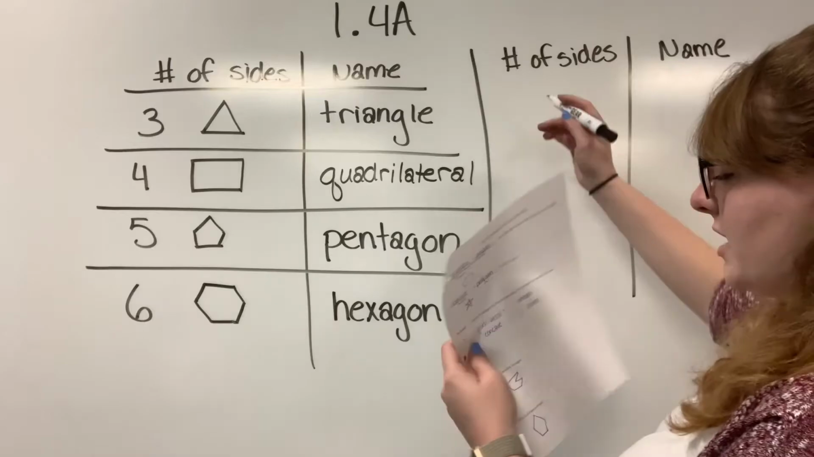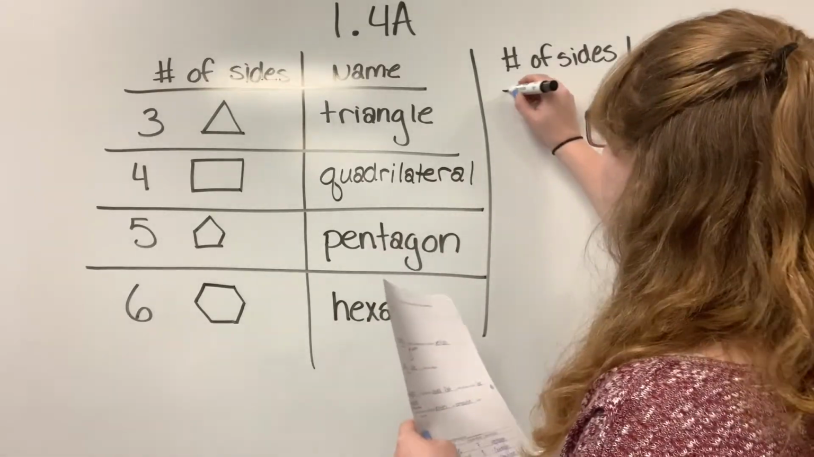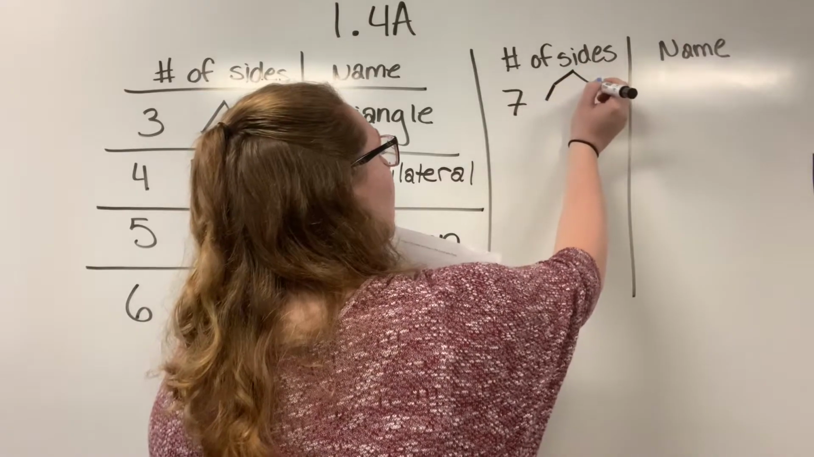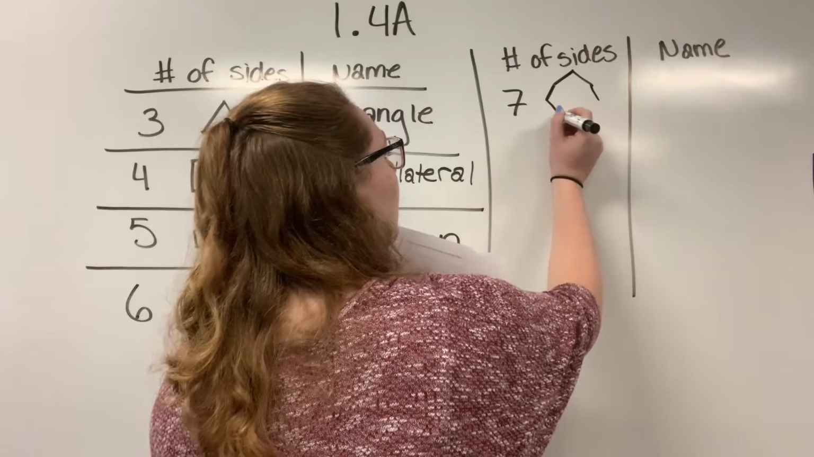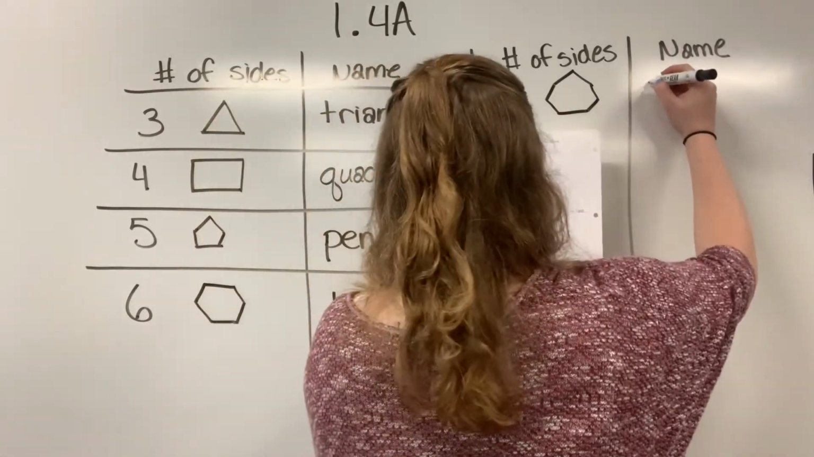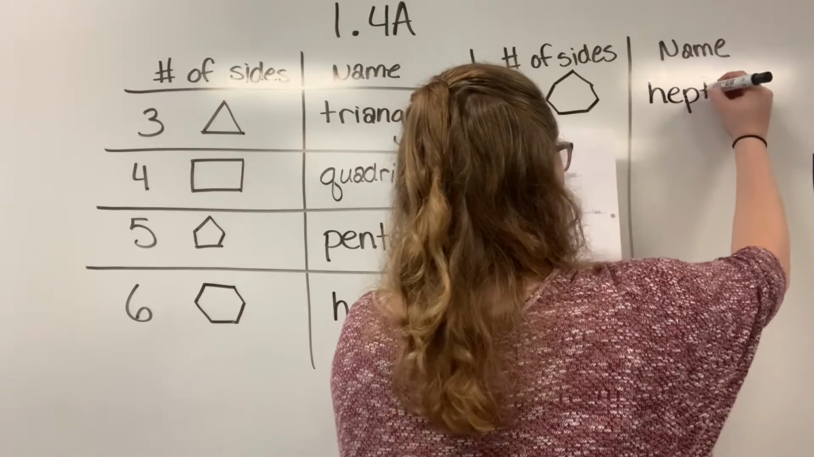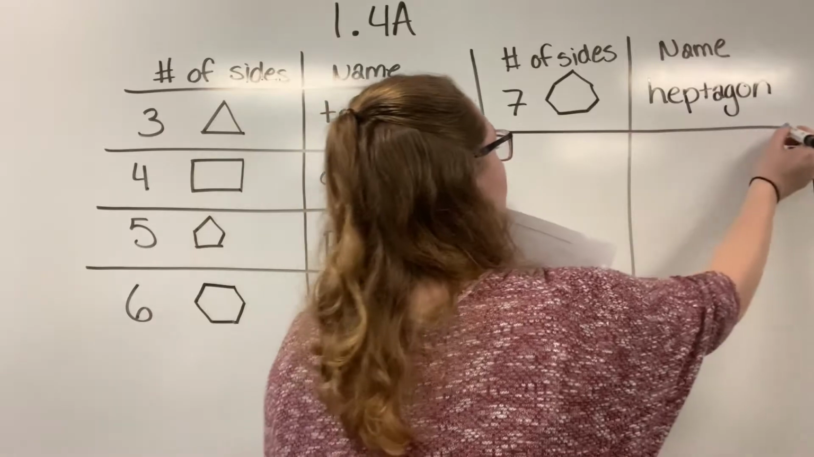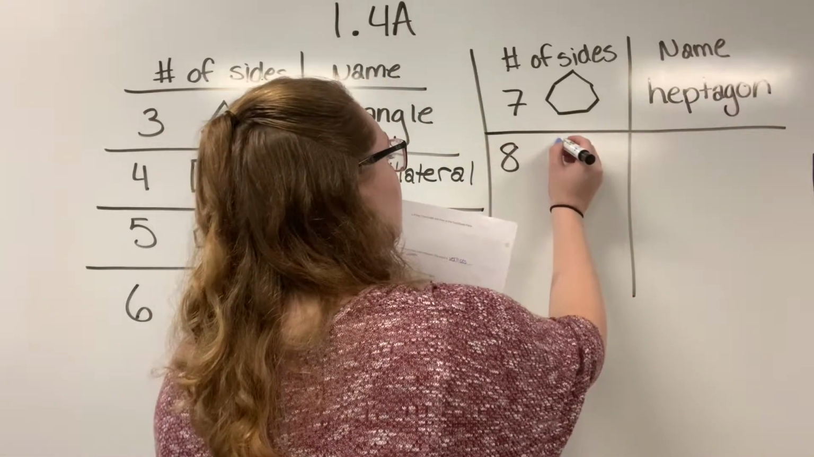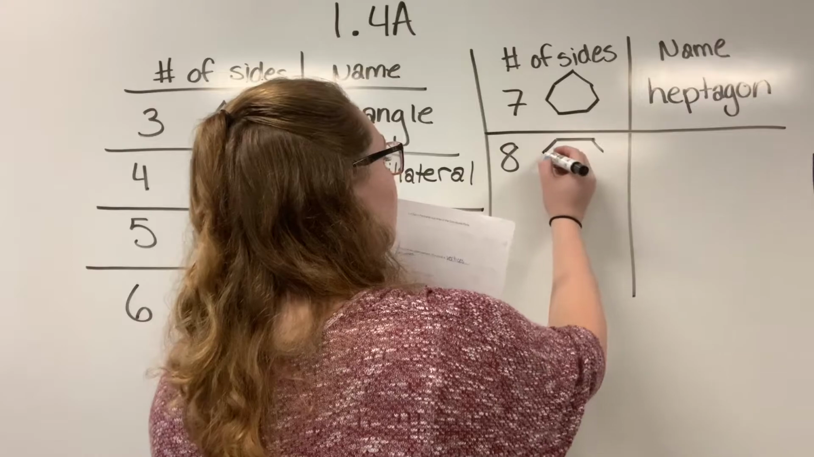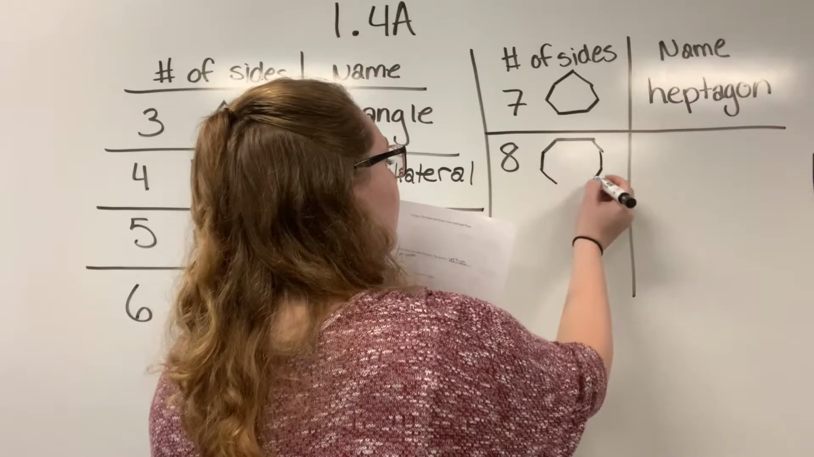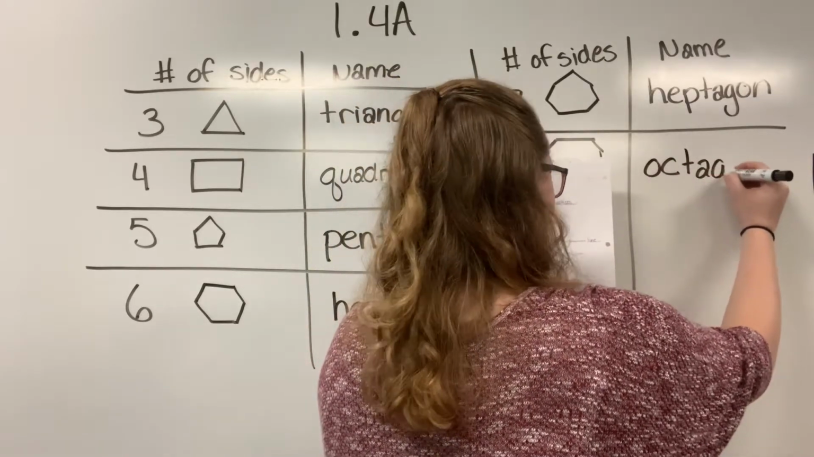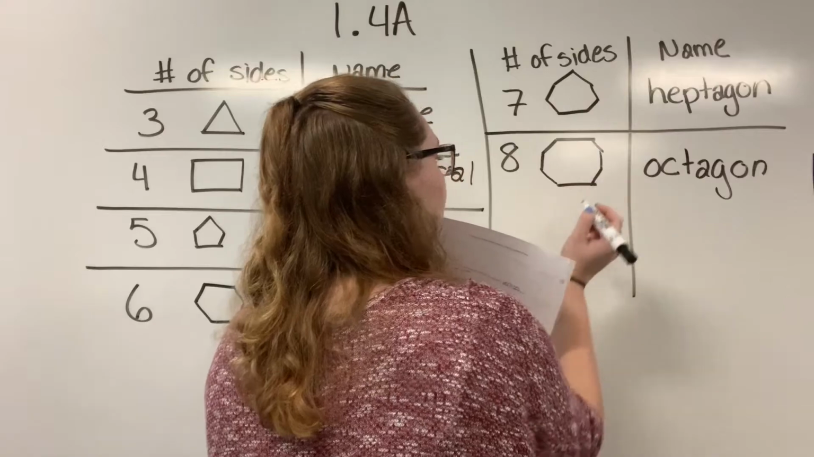Okay, if a polygon has 7 sides and it looks like this, then it is called a heptagon. If it has 8 sides and looks like this, then it is called an octagon, just like a stop sign.